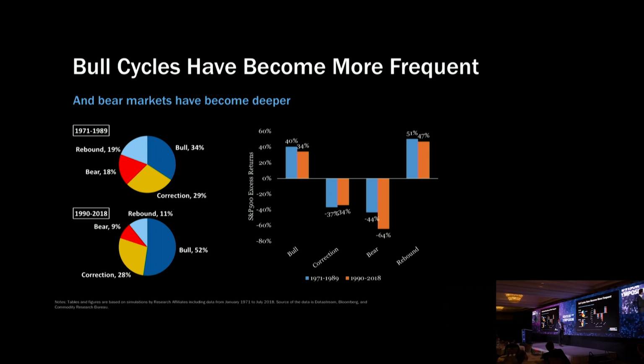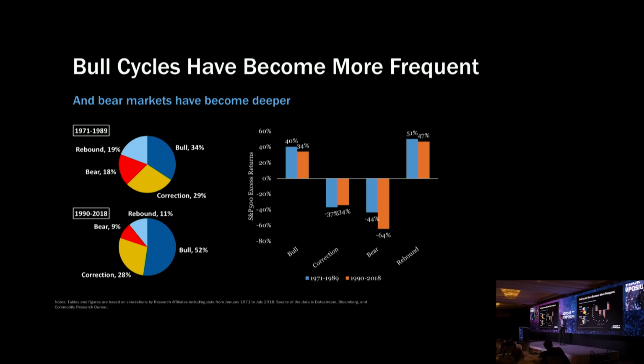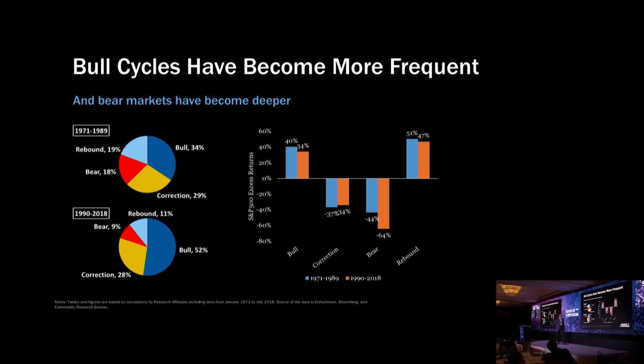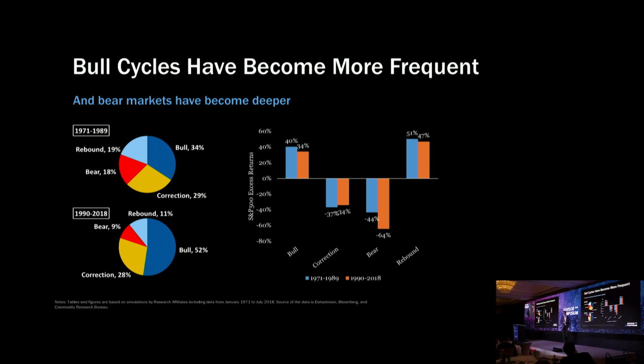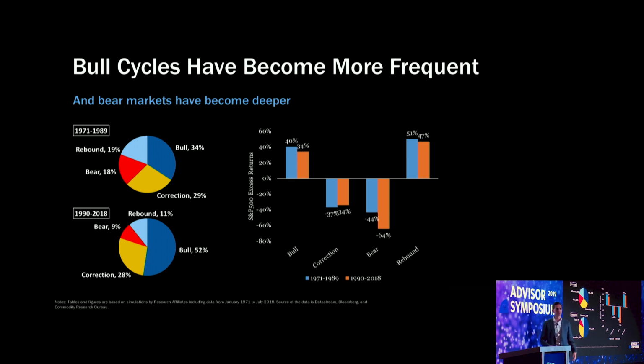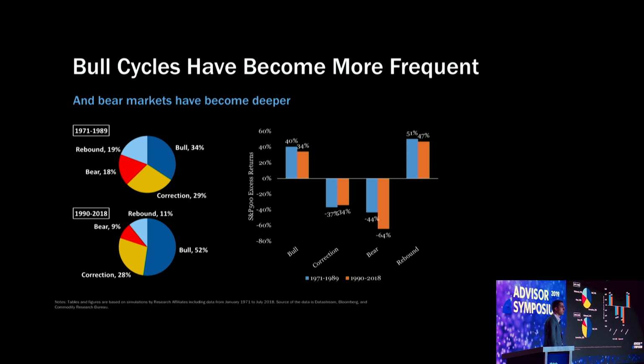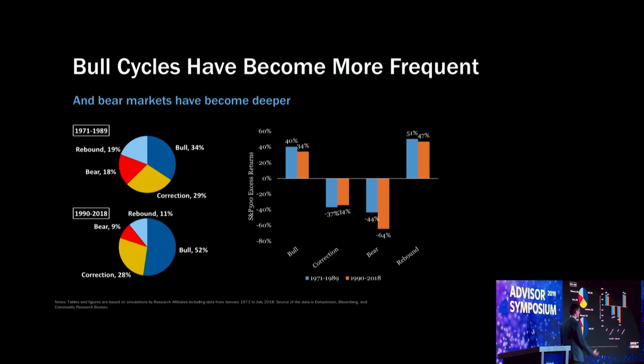What about corrections? The frequency of correction is actually still stable. The frequency of bears has been cut in half, and the frequency of rebounds almost cut in half. So one of the lessons here is that the volatility of the economy has fallen dramatically. And so we also see good times for the stock market.